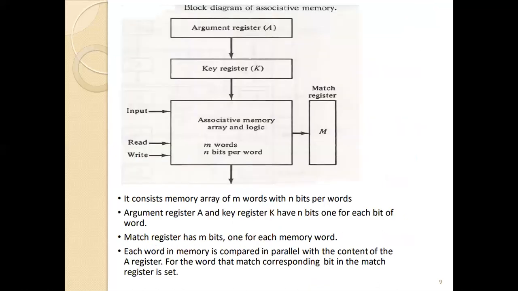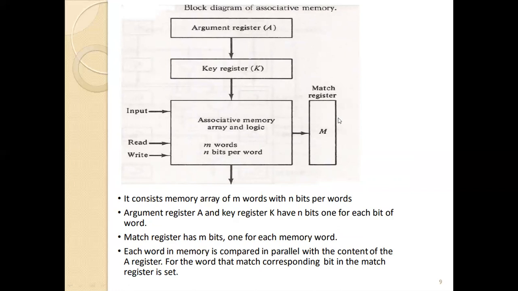Here is the block diagram of the associative memory. Here you can see the associative memory array and logic. It consists of a memory array of M words. This is the associative memory hardware configuration. The associative memory consists of an array of M words with N bits per word. And we have other external registers such as the argument register A and a key register K of N bits, one for each bit of the word.